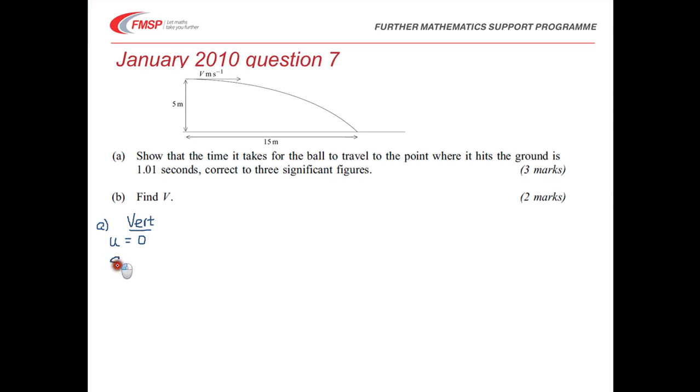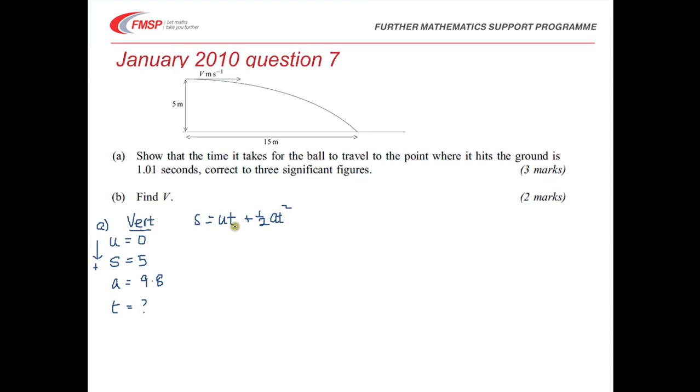It travels a distance of 5 meters down, and since it is only travelling downwards, I'm going to take downwards to be positive. And of course, the acceleration is going to be due to gravity, because we're modelling it as a particle. And what we're being asked to do is to find t, the time taken. So we're going to use s equals ut plus a half at squared, because that's the equation of motion which connects the information that we have.